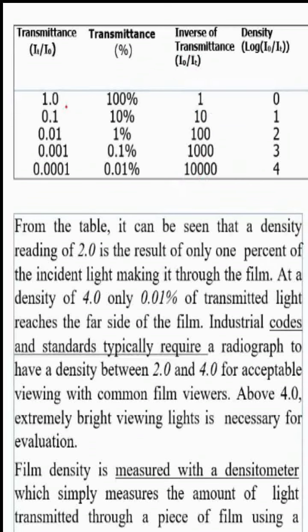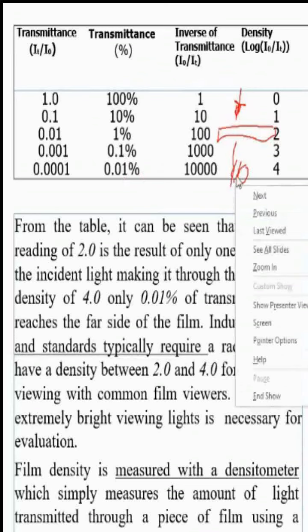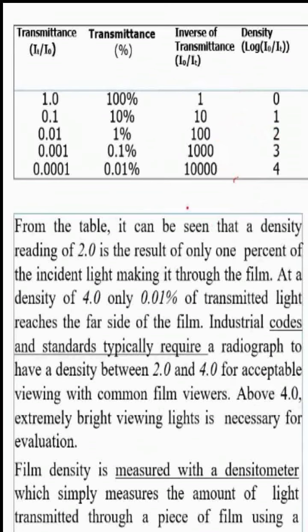What is transmittance? It is the amount of light that gets transmitted from one end to another end. So this is the barrier and this is the incident light. Then what comes out over here, whether it comes out as 10%, 100%, 1%, 0.01%, or so on. So that is what we call it as transmittance. It should be between 2 to 4. This is what we have done yesterday.